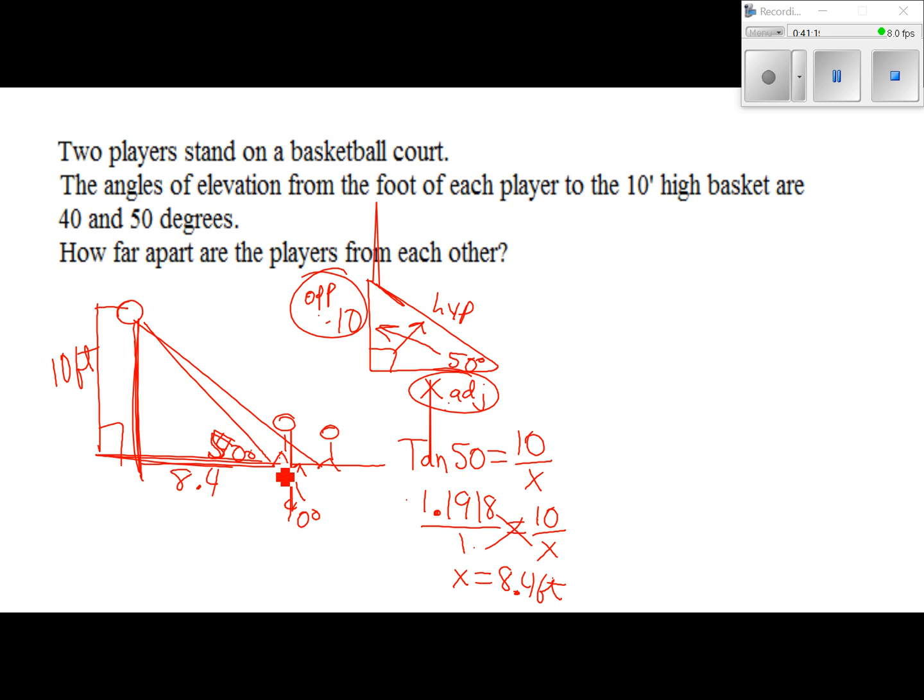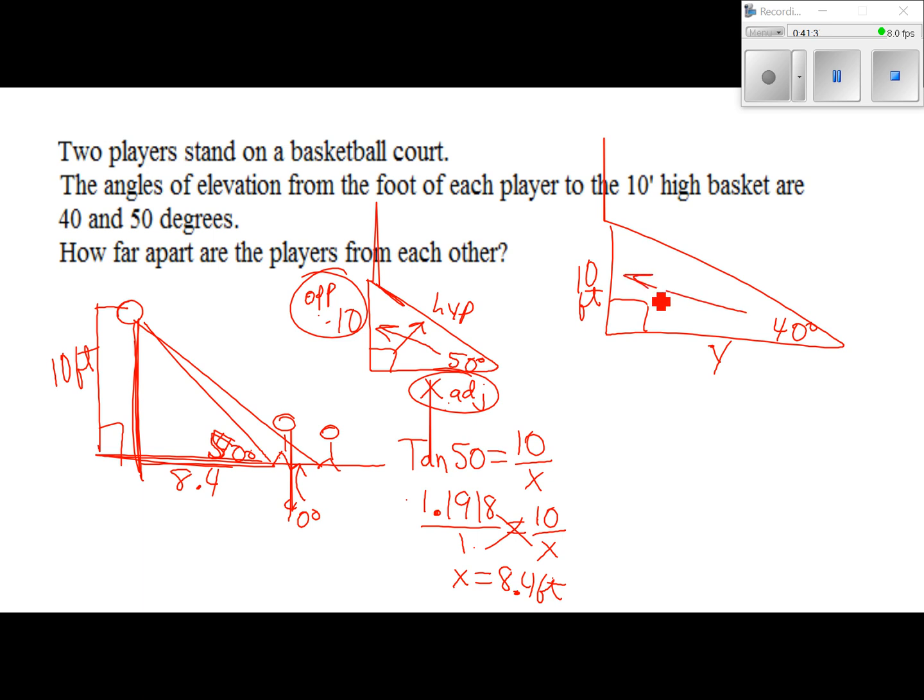Then we got to do the second person. It's going to be the exact same setup. Their angle of elevation is 40 degrees. We know that this is 10 feet. And we're looking for this right here. We'll call it y this time.